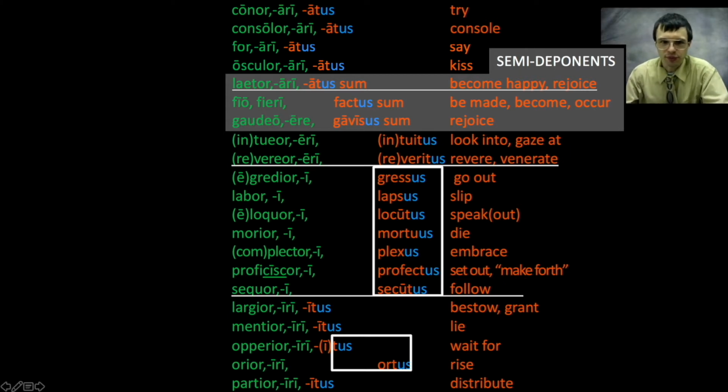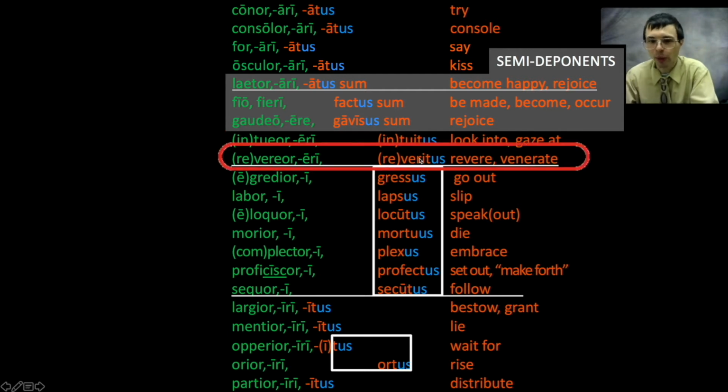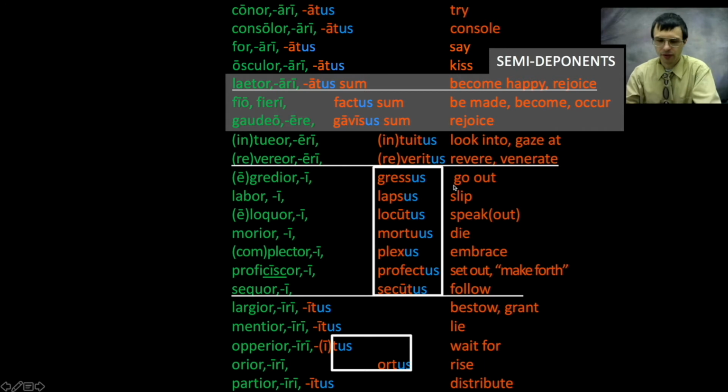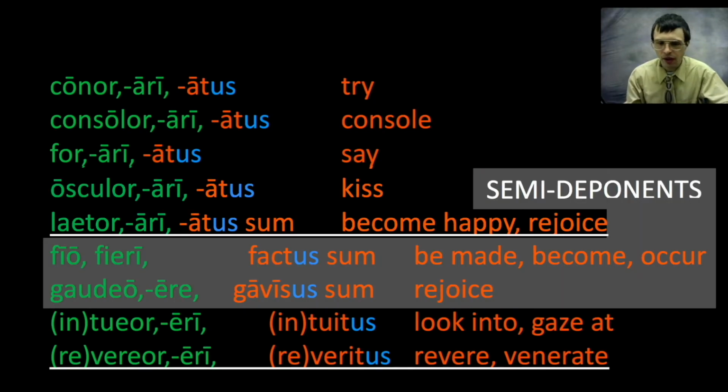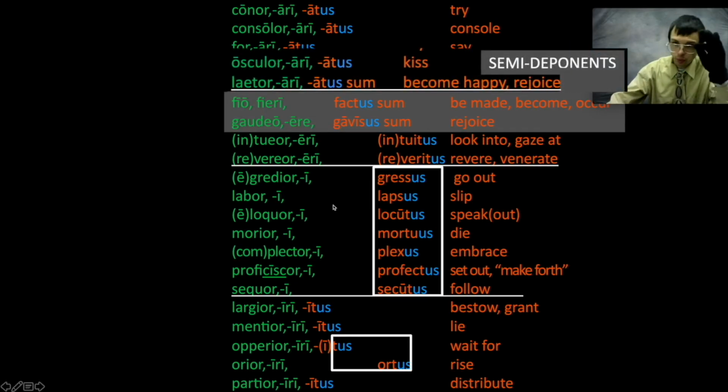There's also gavisus, having rejoiced. The word intuitus is kind of intuitive, so you probably don't need to remember that one because it's so intuitive. And reveritus means having revered. Okay, so these are what you've got to learn this semester. Of course, up close, this is what they look like. And if you noticed in your word list here, we only have two semi-deponents here.